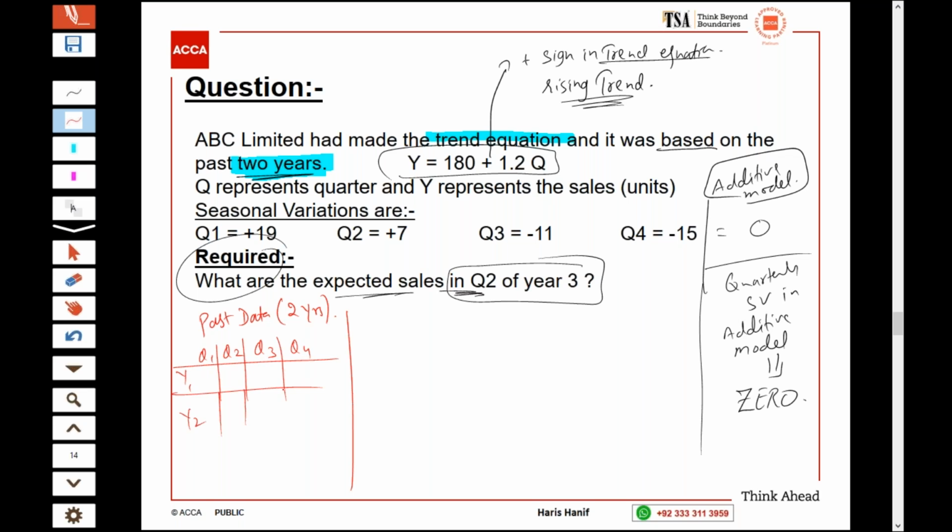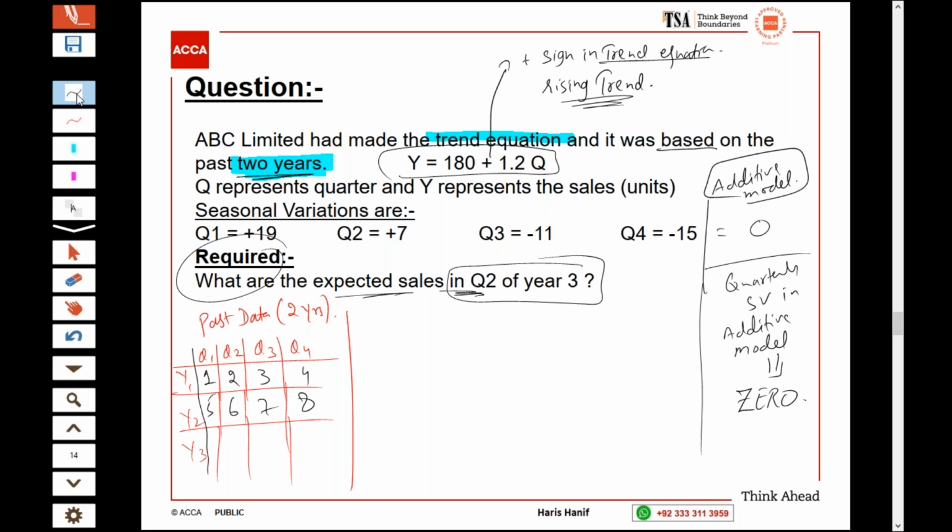and year 2, and year 3. See, what they have analyzed: quarter 1, that means 1, that means 2, that means 3, that means 4. There are 4 quarters. That means 5, 6, 7, 8. They have analyzed the data of 2 years. 2 years means 4 and 4, 8 quarters.